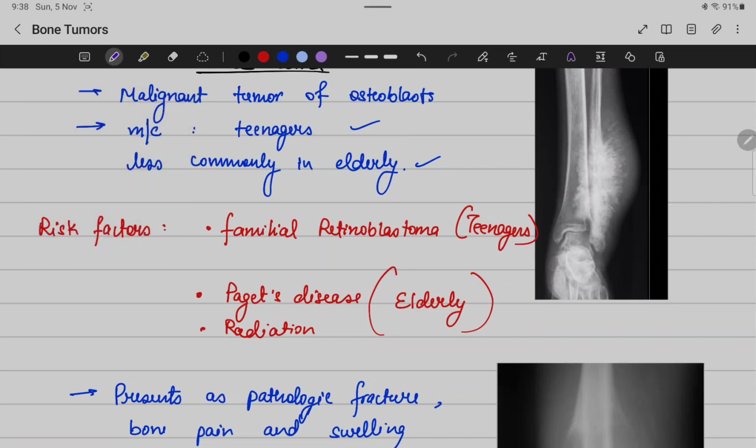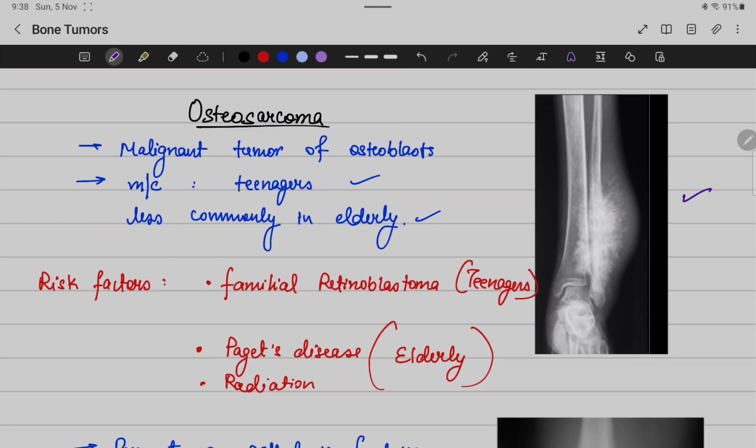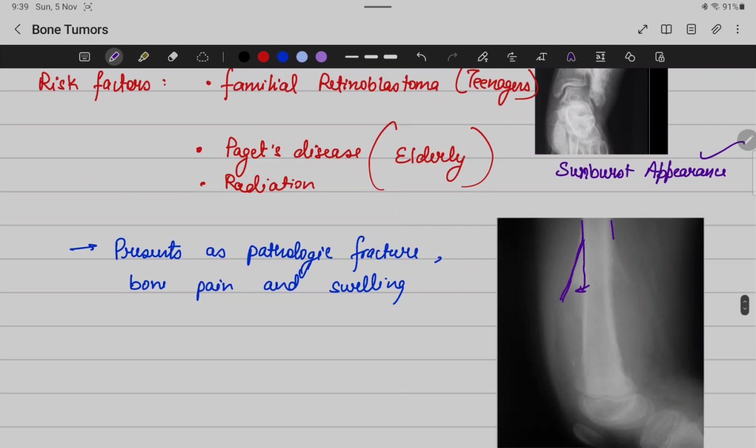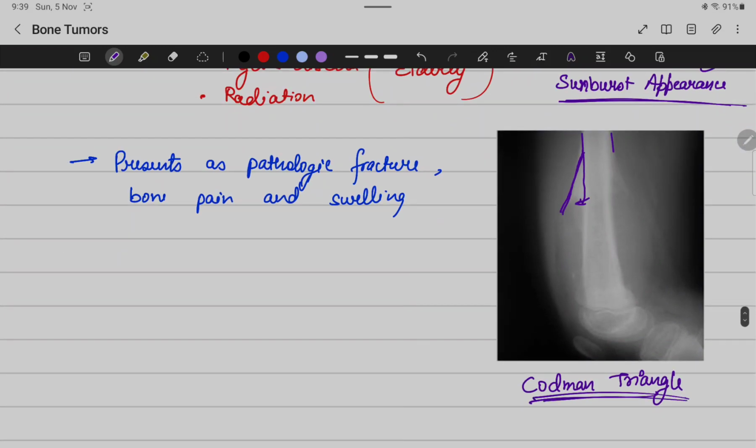You see here, in this picture, do you see this sunburst appearance? This is what is the sunburst appearance. And when this tumor grows, it pushes your periosteum. You know, this bone is lined by periosteum. When this tumor grows, it removes this periosteum from the bone. This is the bone and this periosteum got removed. So the triangle you get here is known as Codman triangle. Now these two appearances are very highly associated with osteosarcoma.